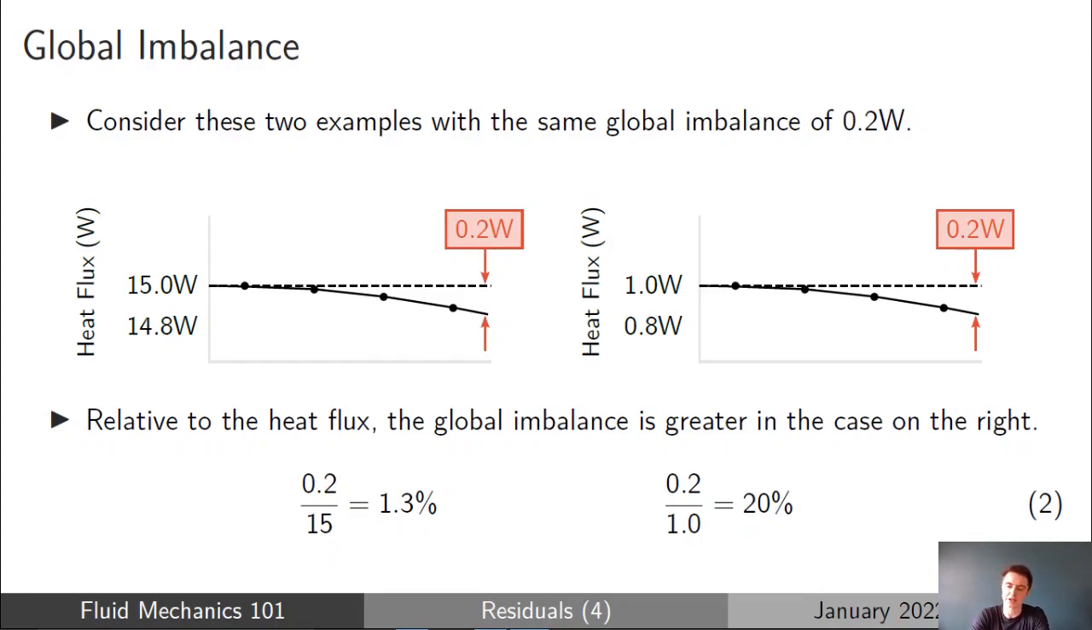And if you compare that to the case on the right, where we've got 1 watt of heat coming in the left end of the bar and 0.8 watts going out the right end of the bar, you can also see that for this case, there's a global imbalance of 0.2 watts.